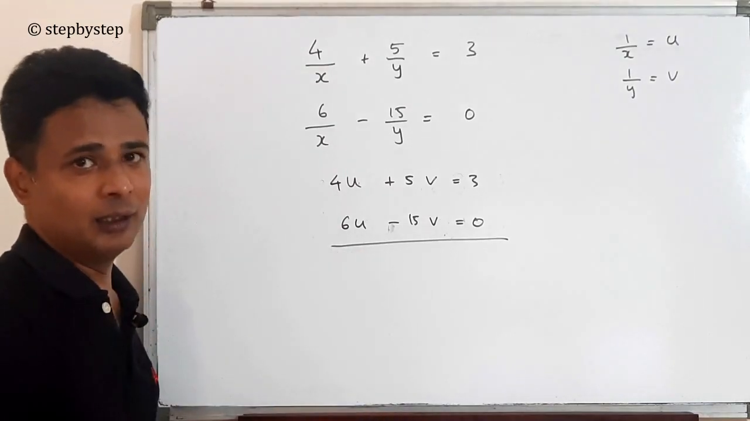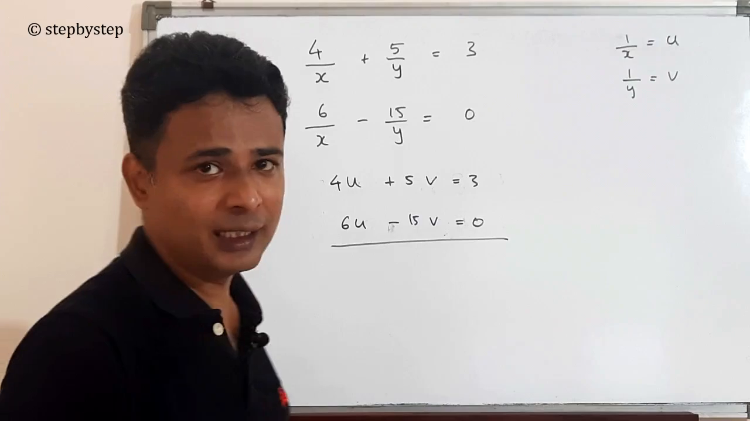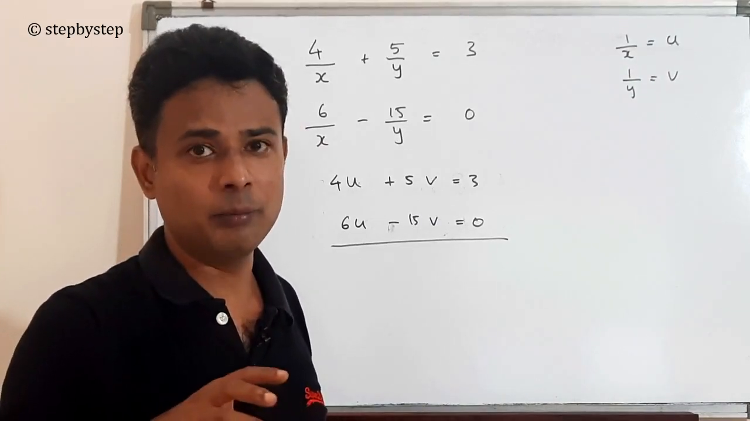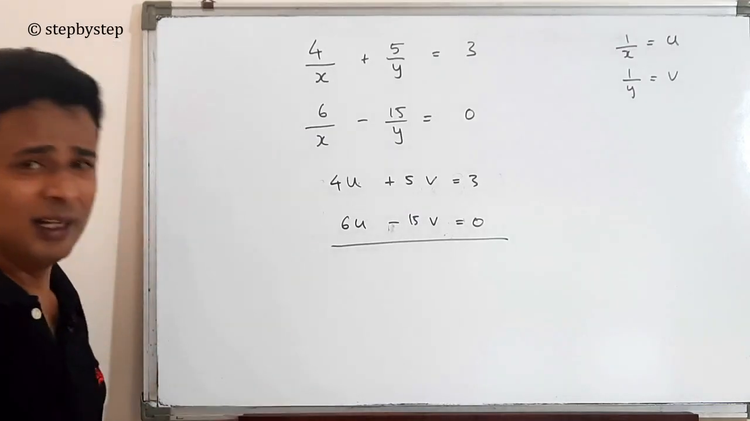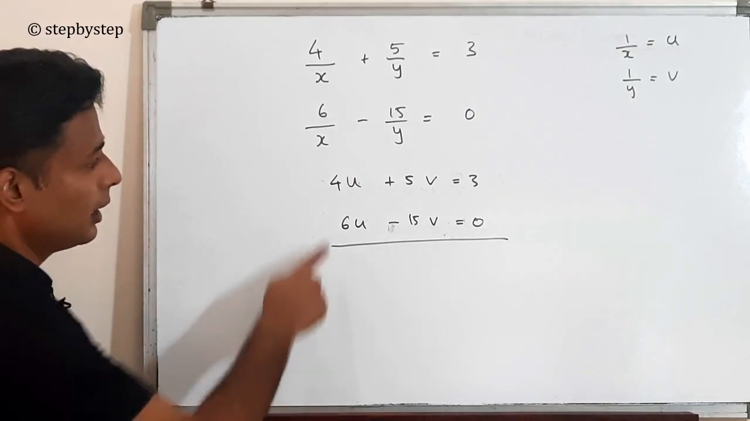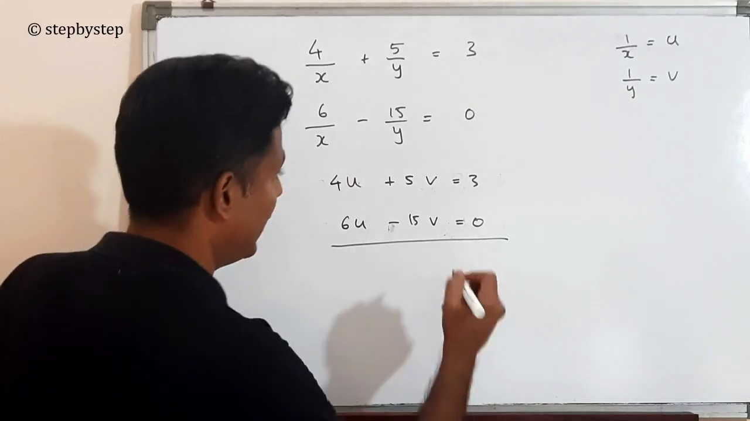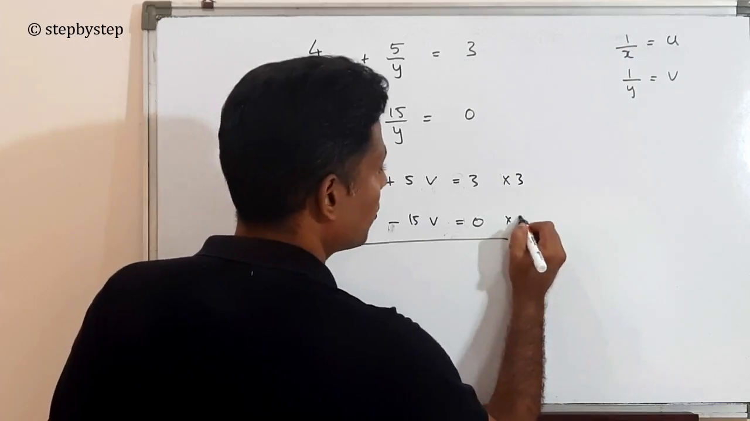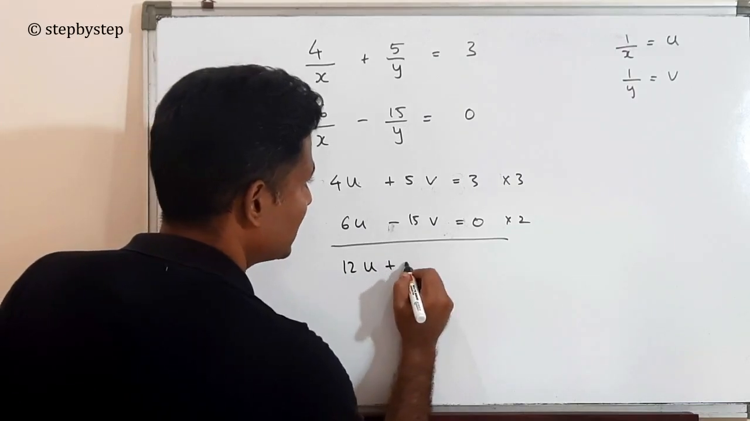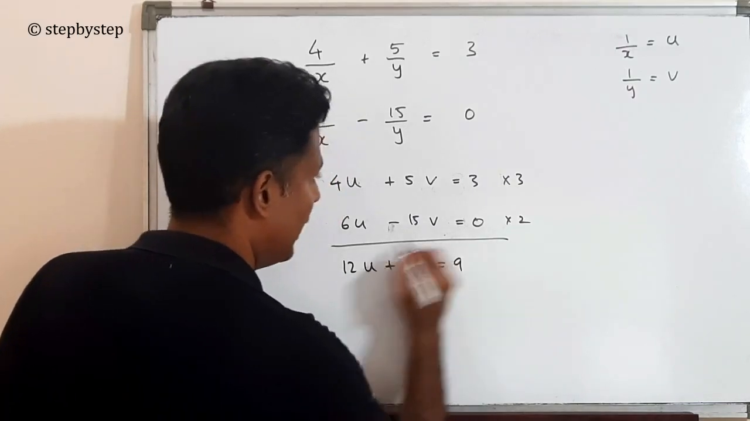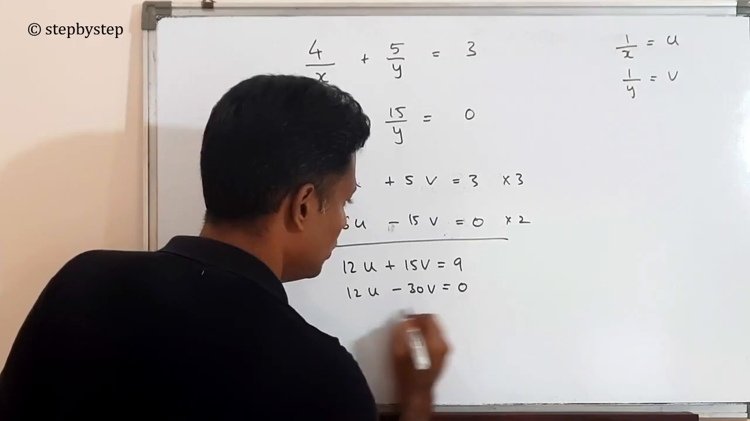Now I'll again use the elimination method because that is my favorite method. Guys, when you are giving tests or anything, unless it is mentioned, you use whichever method you find easy. Alright, but I prefer the elimination method because it is easy. Now I'll cancel u, 4 and 6. What is the LCM of 4 and 6? 12, right? So here I have to multiply by 3, here I have to multiply by 2. So I get 12u plus 15v equal to 9, and I get 12u minus 30v equal to 0.